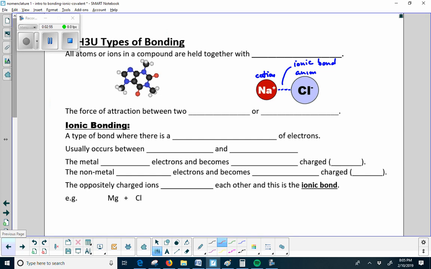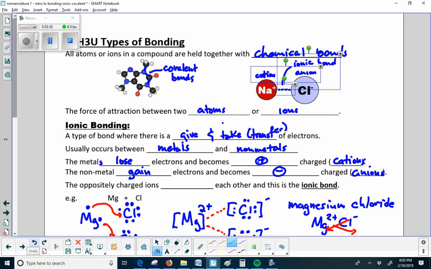So let's look at bonds. Bonds form between any two atoms. Sometimes the bonds are between ions, as we saw with ionic bonding. So we're going to have a cation and an anion, and the attractive forces between them are the ionic bond. Sometimes it's between atoms, and the atoms are not forming ions. They're forming much stronger bonds we call covalent bonds.